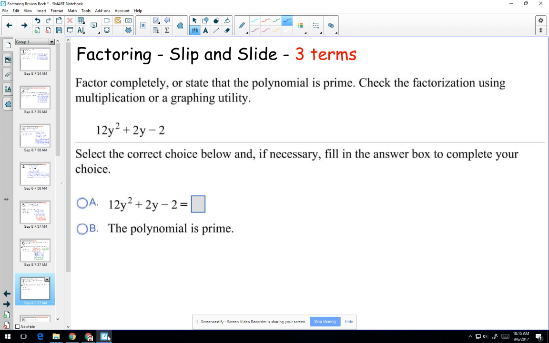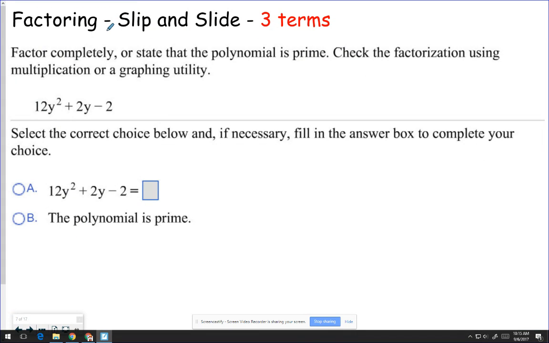All right, guys, this is the second part of this factoring review video. I'm going to show you slip and slide, which some of you have never learned. I actually figured this out last year watching a video. So this is just like the previous one we did with the AC method. So here's what we do on slip and slide.